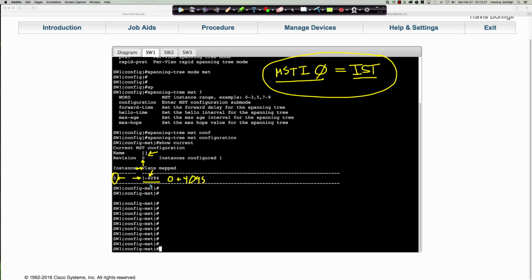And as we pick them out one at a time and assign them to one of our 2 created multiple spanning tree instances, they'll disappear from up here and they'll show up as being related to the multiple spanning tree instance that we're going to create. But all the VLANs will be here to start, and then it will show you which VLANs are left over and haven't been mapped out to other MSTIs. And again, MSTI 0 is the internal spanning tree, okay?